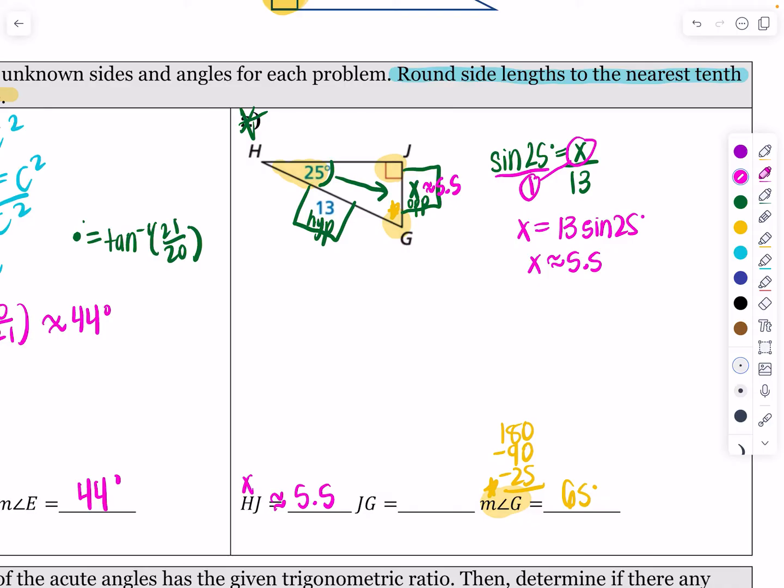At this point, you can go one of two ways. You can either use trig again and use trig to solve for y. I'm going to put a variable there. I'm going to do it that way, and I'm also going to show you that you get the same thing with the Pythagorean theorem.